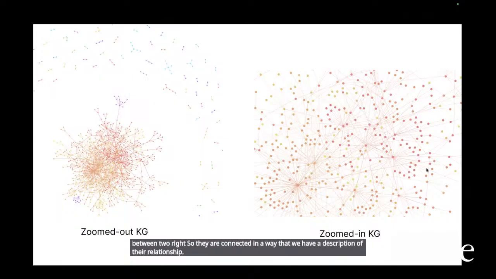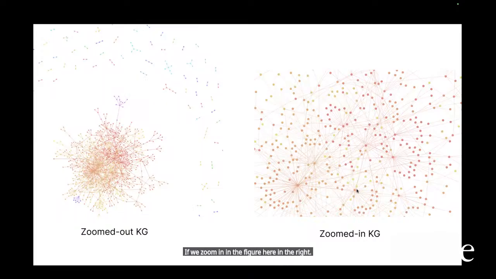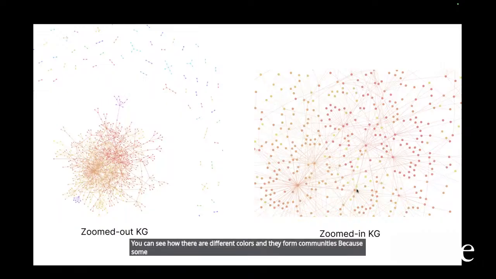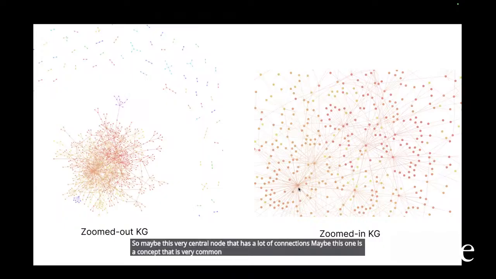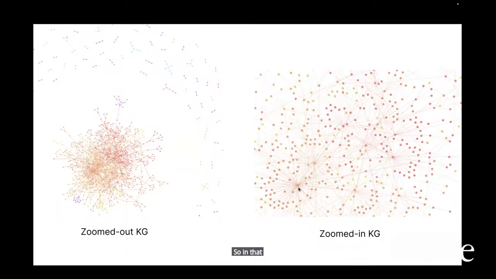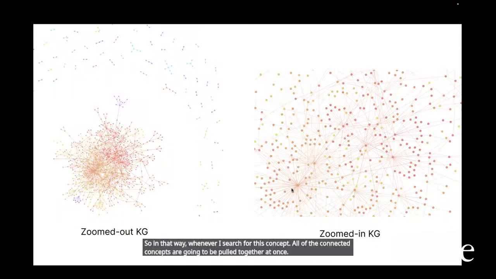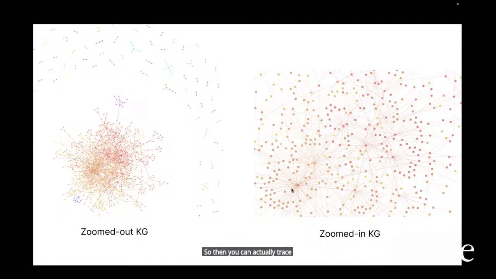If we zoom in the figure here on the right, you can see how there are different colors and they form communities, because some terms are connected more frequently throughout the document than others, right? So maybe this very central node that has a lot of connections is a concept that is very common in our document. So in that way, whenever I search for this concept, all of the connected concepts are going to be pulled together at once. So then you can actually trace back and find out why you got that answer back, okay?